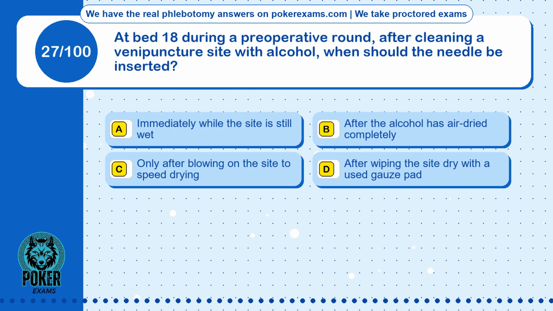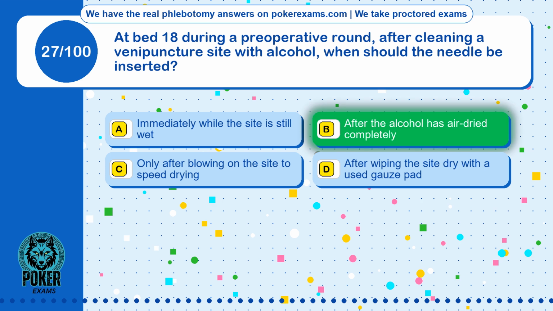Question 27. At bed 18 during a preoperative round, after cleaning a venipuncture site with alcohol, when should the needle be inserted? Option A, immediately while the site is still wet. Option B, after the alcohol has air dried completely. Option C, only after blowing on the site to speed drying. Option D, after wiping the site dry with a used gauze pad.